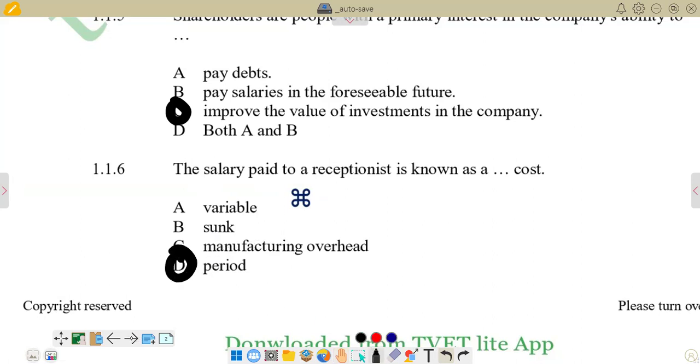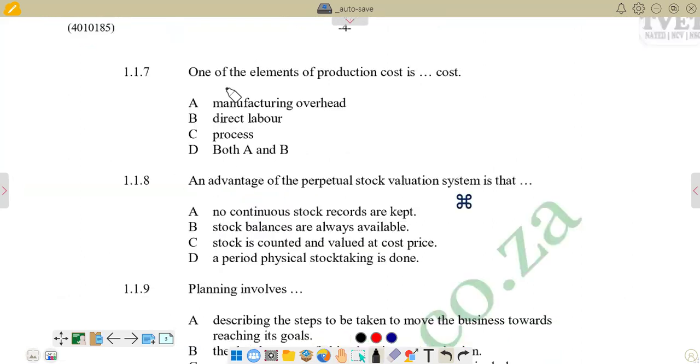Then we go to the next question. It is 1.1.7. One of the elements of production cost is... Manufacturing overheads obviously is part of the calculation that we do for production cost. Remember, when you're calculating production cost, you say direct materials plus direct labor, then you get our prime cost. Then to our prime cost we add the figure for manufacturing overheads to get our production cost. So if you look there, A and B are correct, but C is not correct. So we have got D as the correct answer, which is saying both A and B.